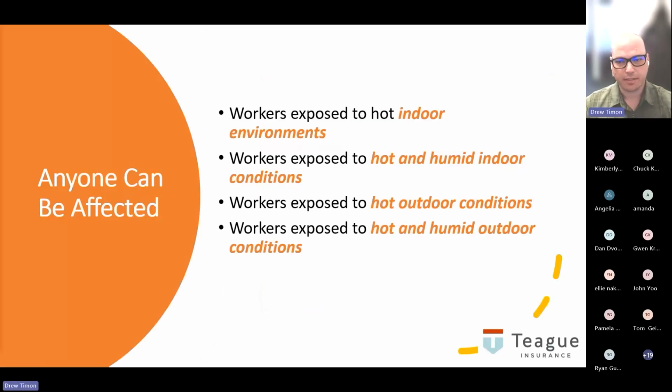So who can be affected? Well, a large range of employees: workers that are in a hot indoor environment, workers exposed to hot and humid indoor conditions, those exposed to hot outdoor conditions, and those exposed to hot and humid outdoor conditions.